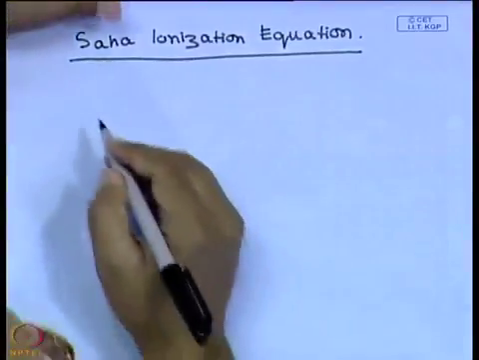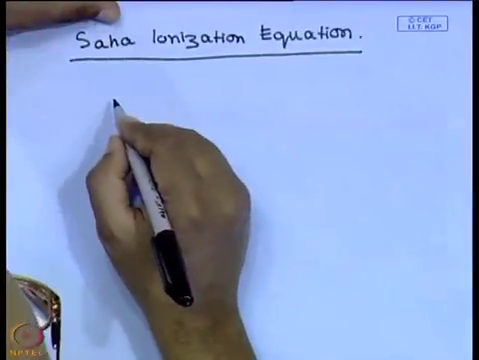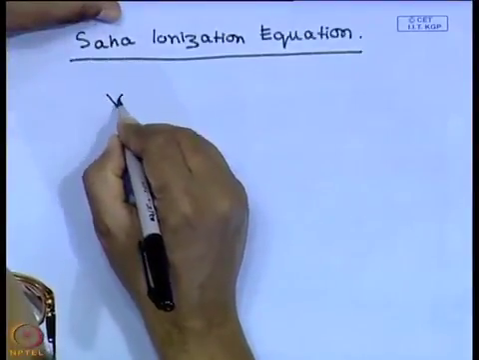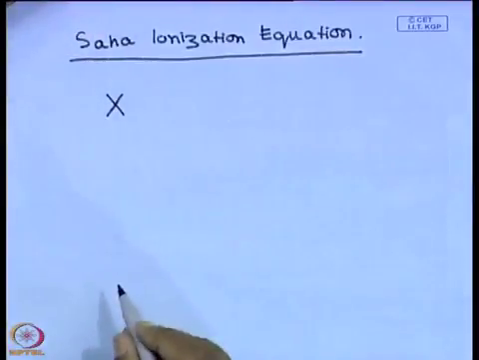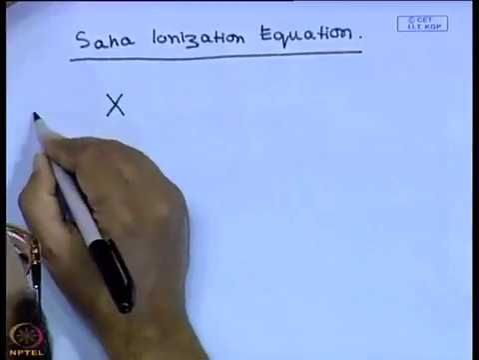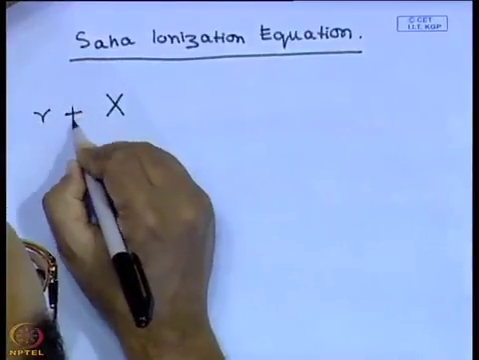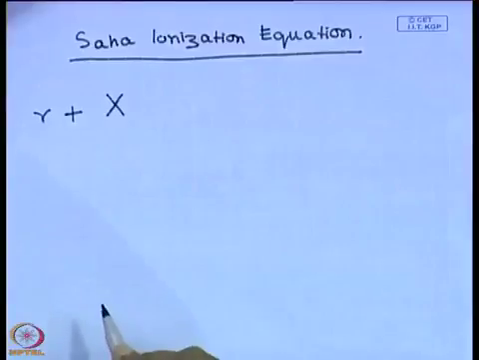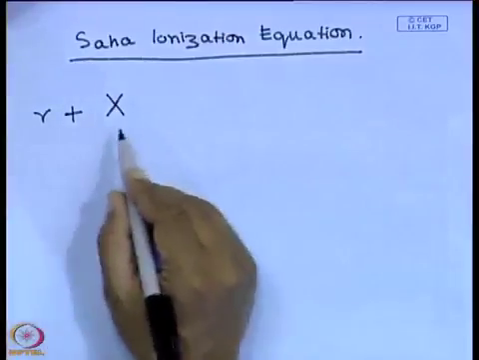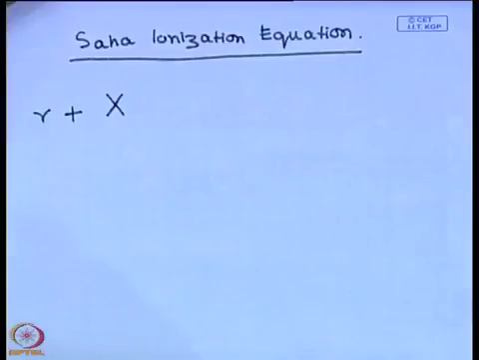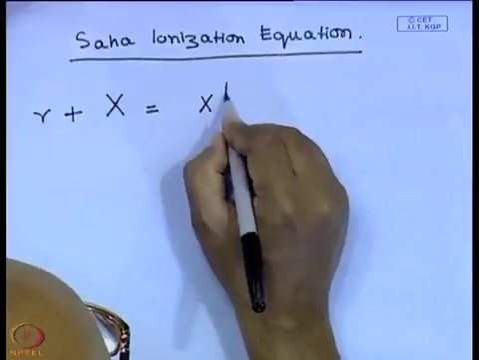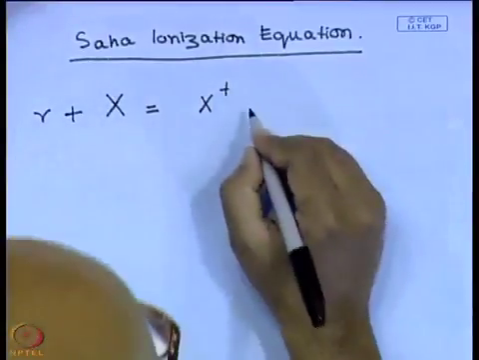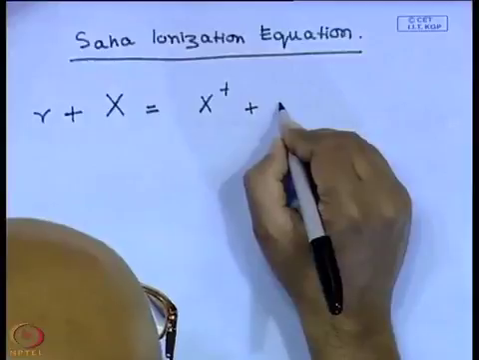So, we consider an atom, let us call it X, and we consider a reaction where this atom interacts with a photon which has sufficient energy to ionize the atom. And as a consequence, the atom goes to an ionized state, plus an electron.